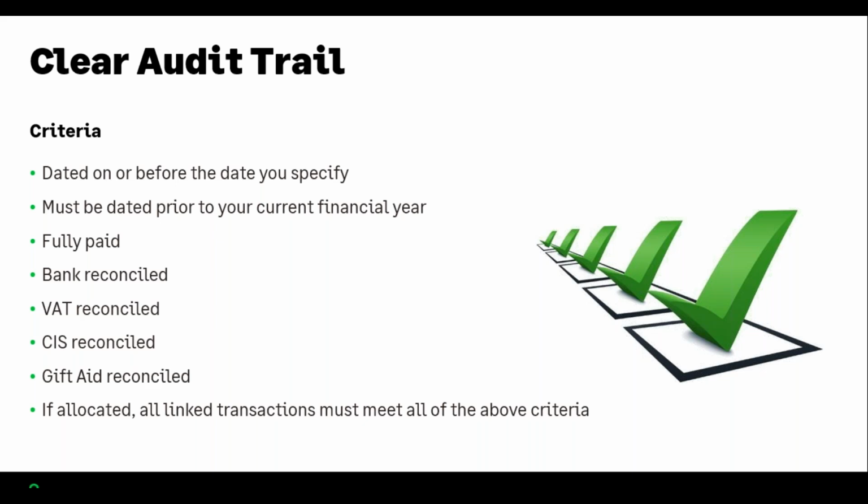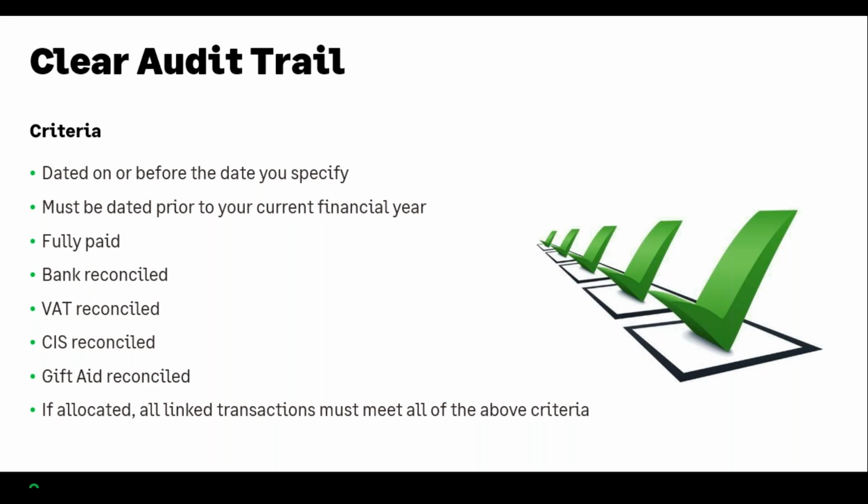Second thing, must be dated prior to your current financial year. So if you haven't closed off the year in which this transaction lies, it's not going to be deleted, because Sage is basically saying to you, you probably still need this because you haven't closed off the year. So Sage isn't going to allow you to delete something that you potentially still need. Otherwise, that could cause problems, couldn't it? So it's like kind of a fail-safe, a safety mechanism. If you haven't moved your financial year onwards, Sage will not allow you to delete anything. It's an easy solve. Close off your financial year.